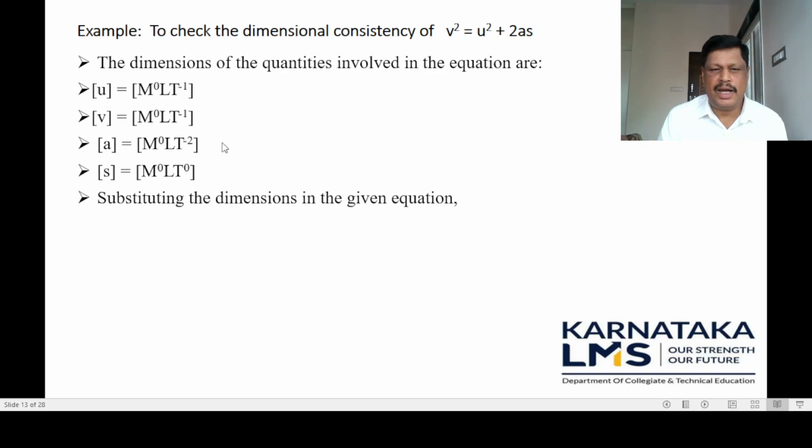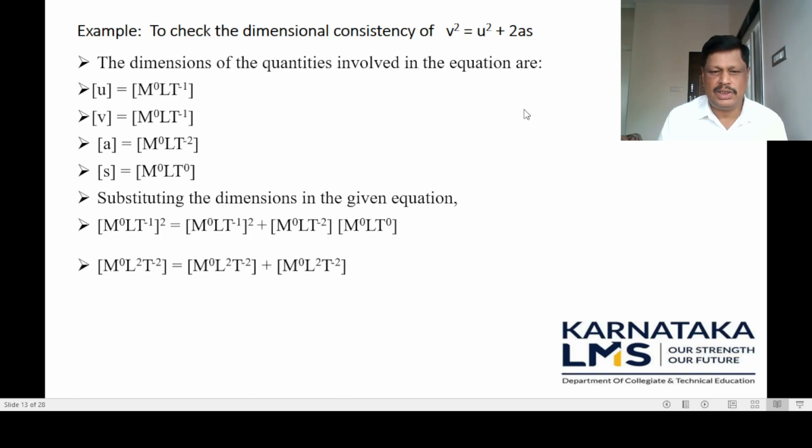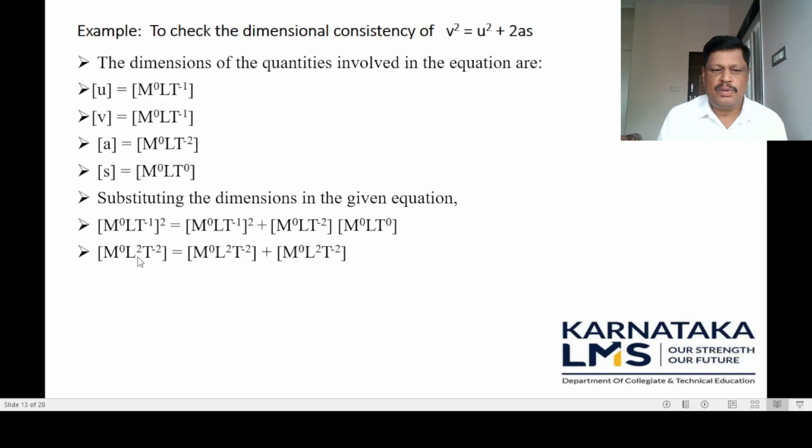Substituting all these dimensions in the above equation, we get V square as M to the power of 0, L, T to the power of minus 1, whole square. Similarly, for U square, the same. Plus, acceleration is represented by M to the power of 0, L, T to the power of minus 2, and the displacement by M to the power of 0, L, T to the power of 0. Here the 2 is a number that has no dimensions. So M to the power of 0, L square, T to the power of minus 2.